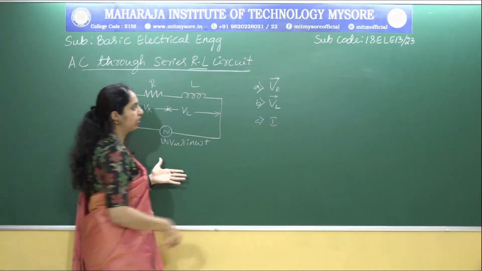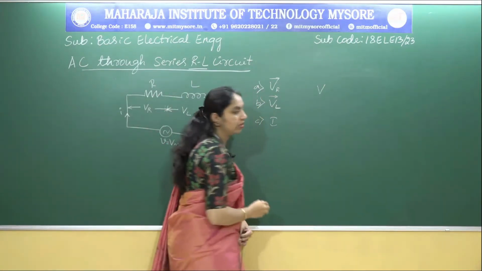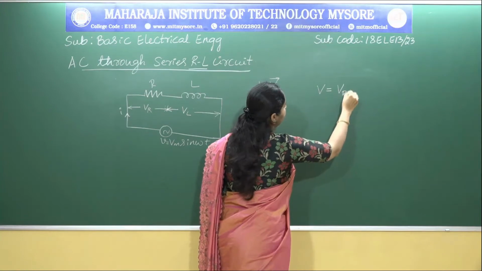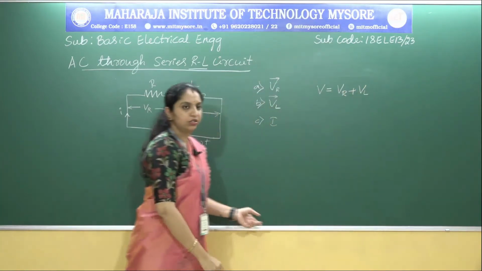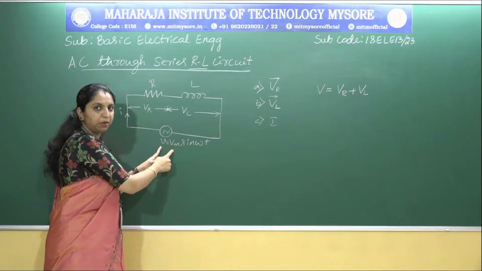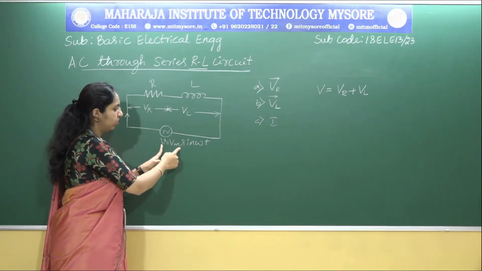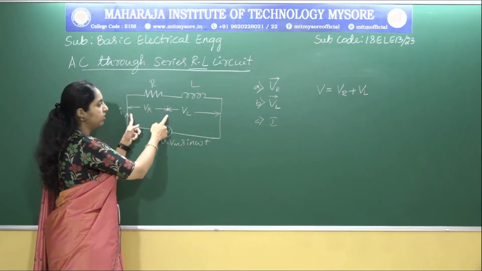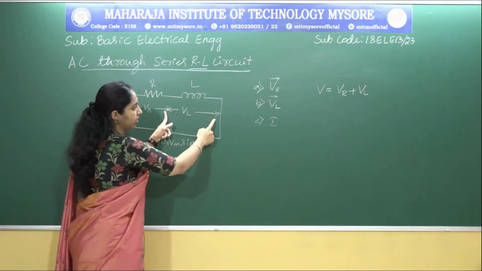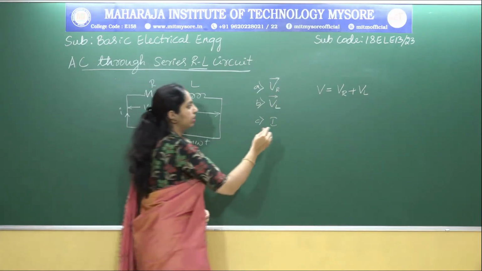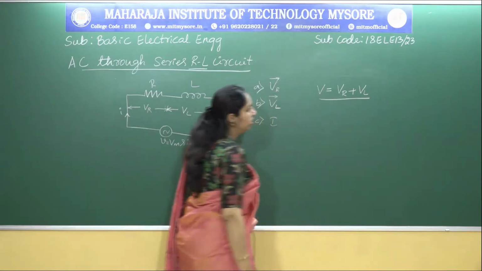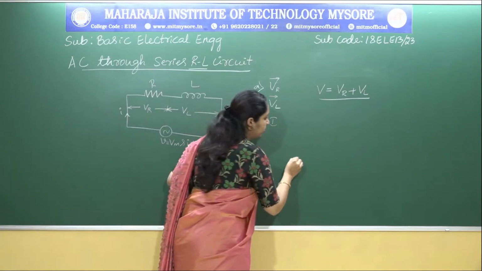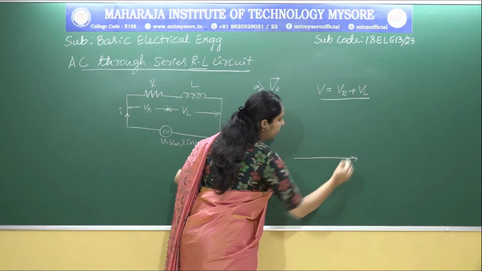How can we analyze the circuit? You know that in a series combination of elements, the total voltage V is equal to VR plus VL. Remember, this is the total applied voltage. So the total voltage becomes the voltage drop across the resistance plus the voltage drop across the inductance. According to this equation, we can have the phasor diagram, and here we consider I as the reference.